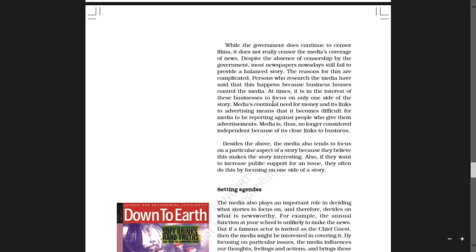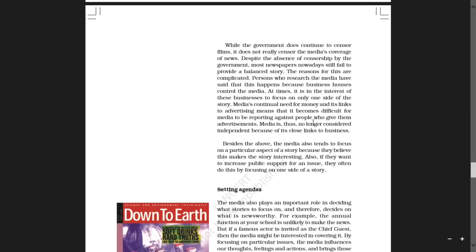Media's continual need for money and its links to advertising means that it becomes difficult for media to report against people who give them advertisements. See, the media's continual need for money, they need money, and its links to advertising means that it becomes difficult for media persons to report against people who give them advertisements.